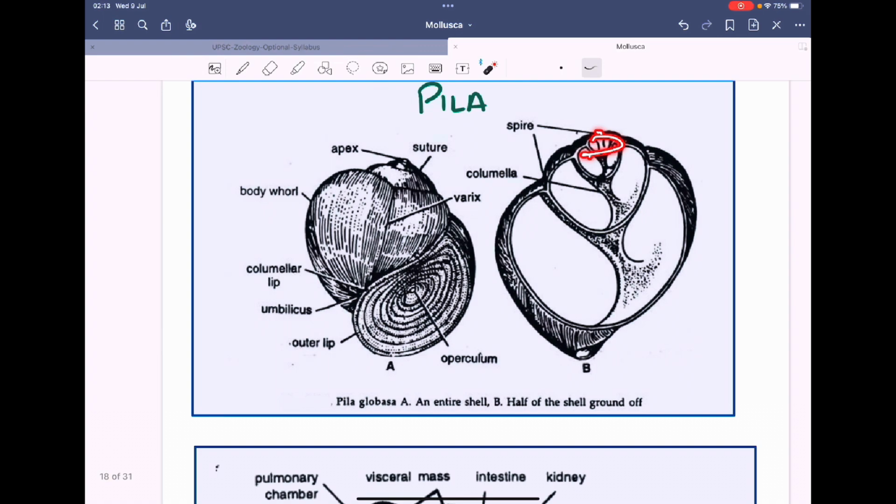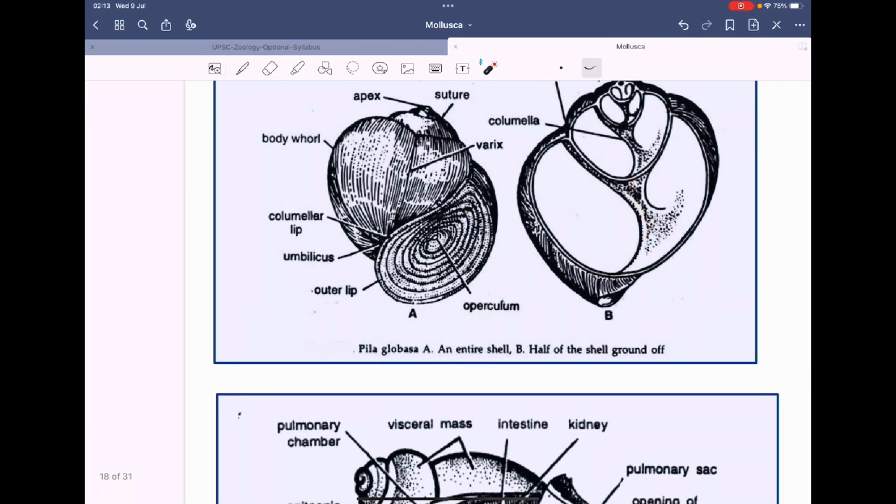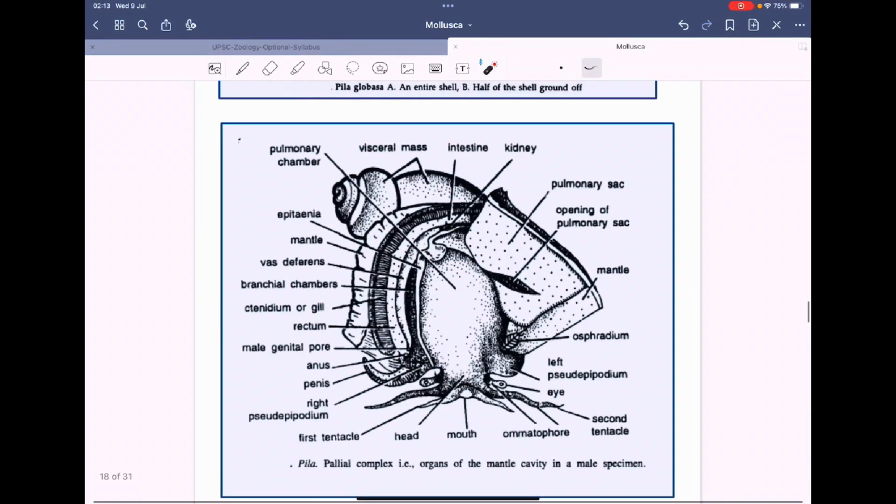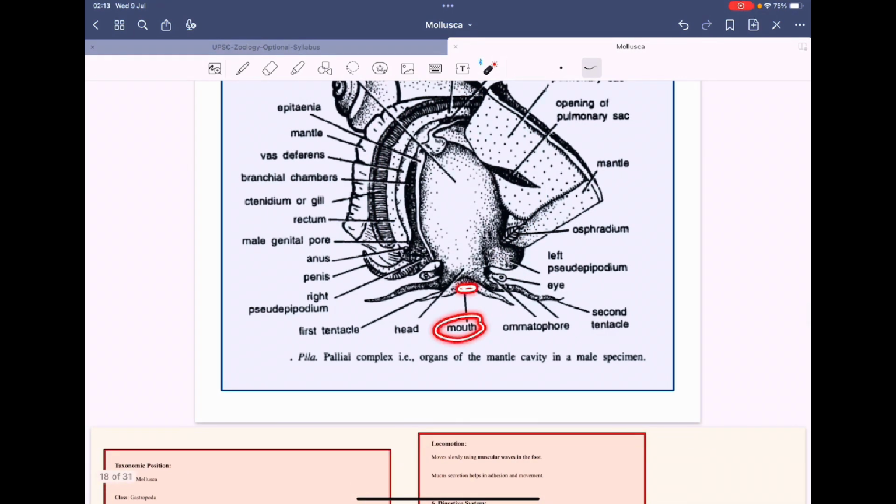Inside you will see there is the spire here at the top, and this is the columella. Inside it's segmented in this pattern. There is a septum-like structure called the columella. If you see closely, these are the organs that fit into the mantle cavity, the cavity inside. It has a proper mouth, it has a head. This is the head. These are the first tentacles, these are the second tentacles. There are eyes. This is the left pseudoepipodium, and here is the right pseudoepipodium. There is a penis. Here is the penis.